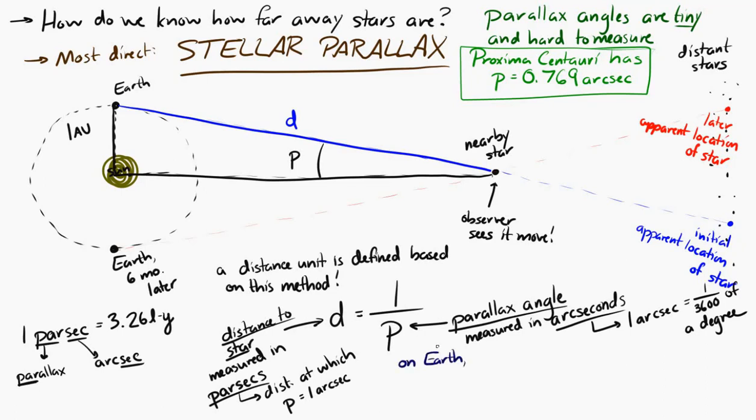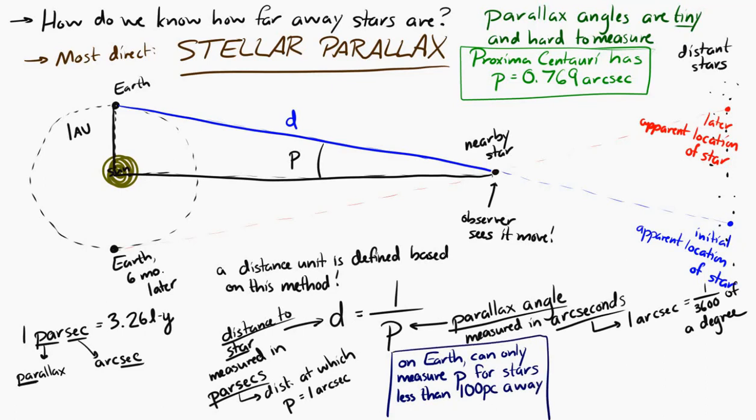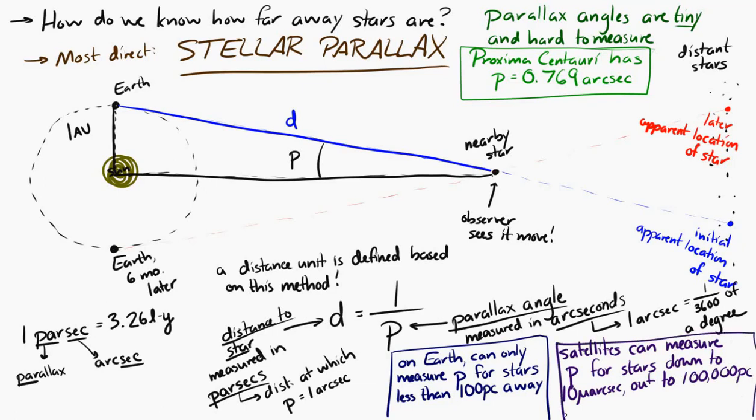On Earth, they can only be measured for stars that are out to about 100 parsecs, or 326 light years. Beyond that, the parallax angle is too small for Earthbound astronomers to measure. Satellites can do better. Outside the distortion effects of the atmosphere, satellites can measure parallax angles down to about 10 micro arc seconds. So they can measure distances to stars using this parallax method out to about 100,000 parsecs, or 326,000 light years.